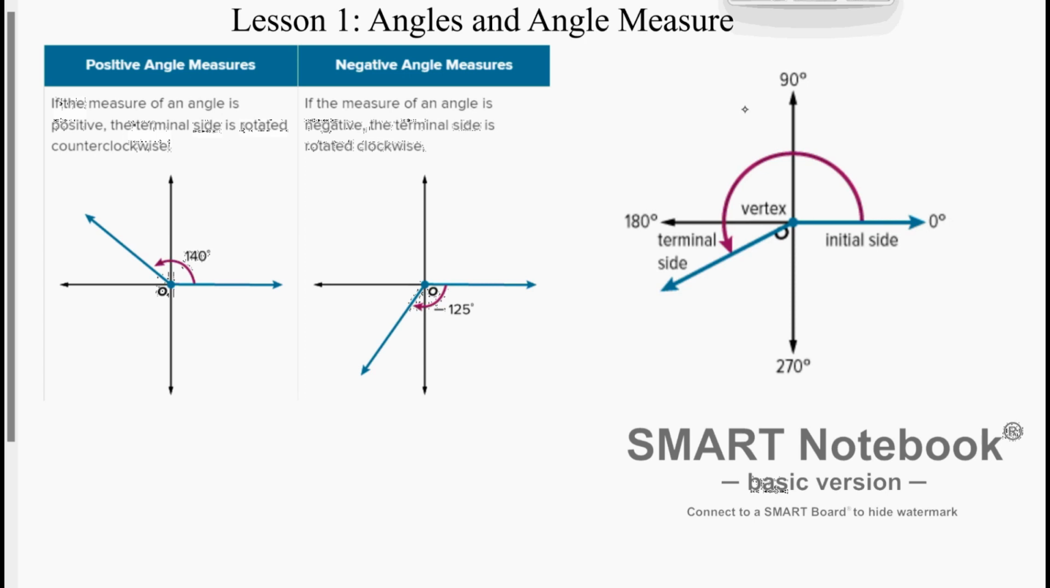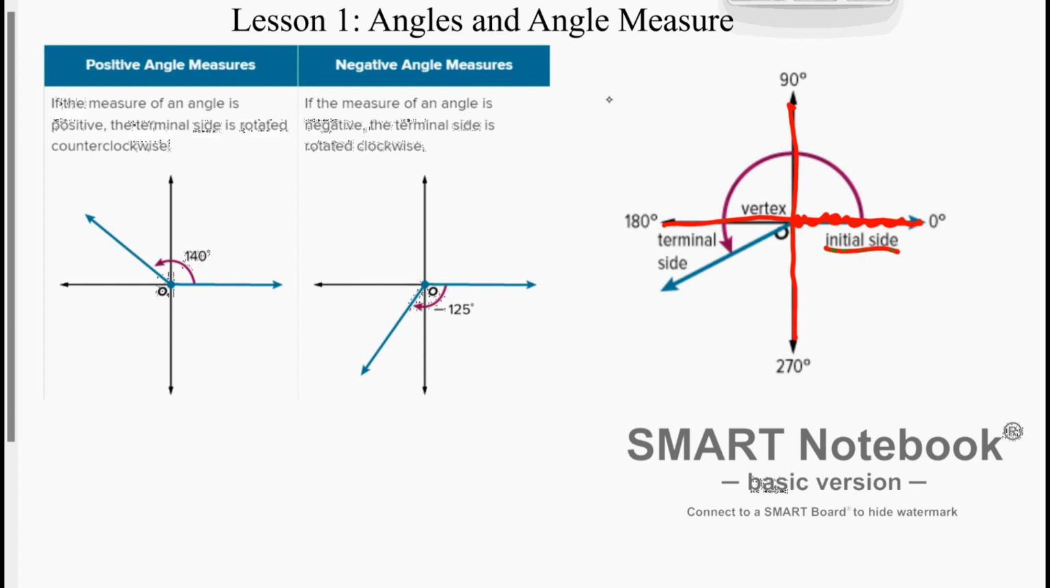Okay, Chapter 9, Lesson 1, we're looking at angles and angle measures. When we graph angles, we put them on a coordinate plane. So we have our y-axis and our x-axis. And to the right of the origin along the x-axis, that's called our initial side. That's why we always open the angle.